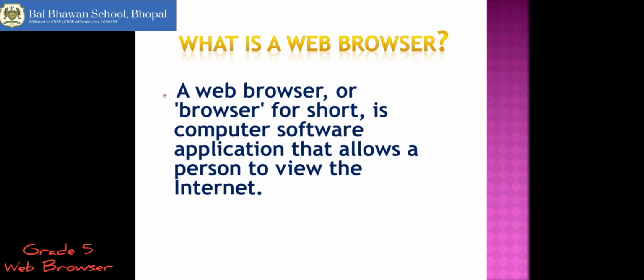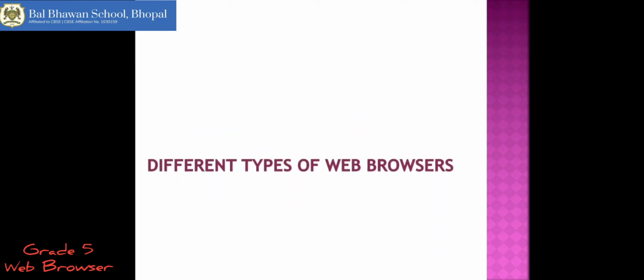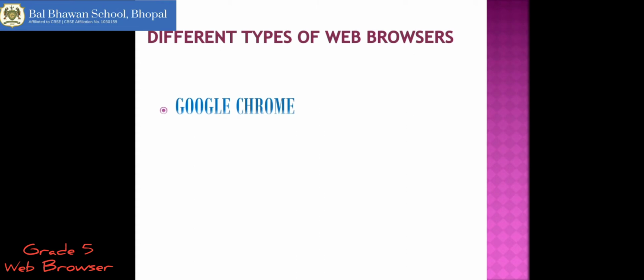A web browser is computer software that allows a person to access or use the internet. The main function of the web browser, as you all know, is to connect you with the internet so you can browse information through it. Now let's see what the different types of web browsers are.